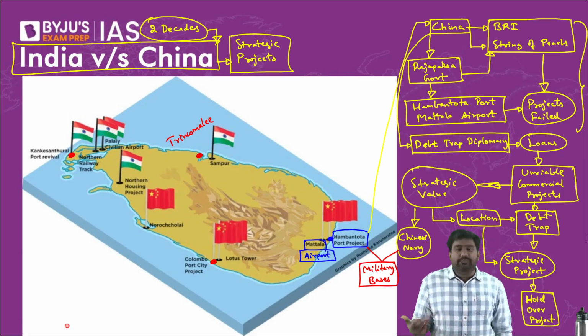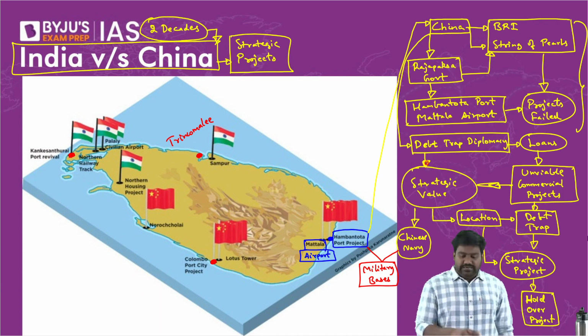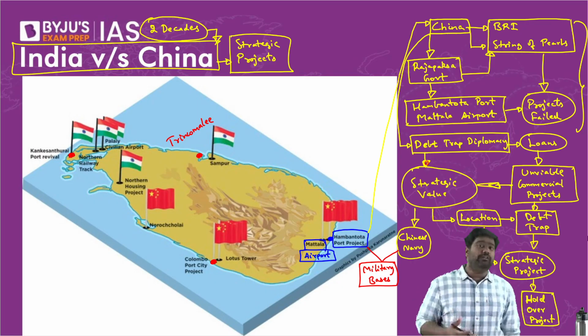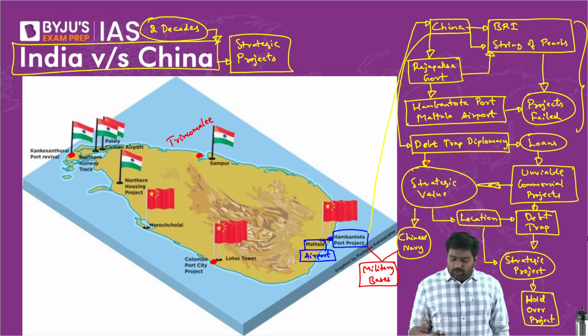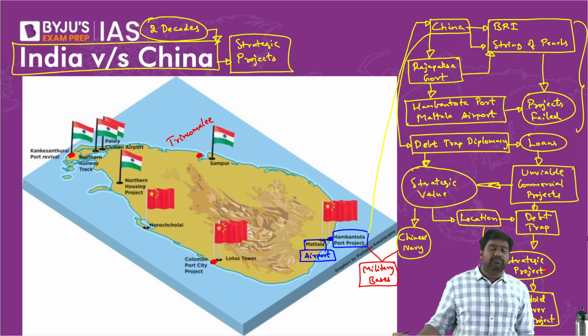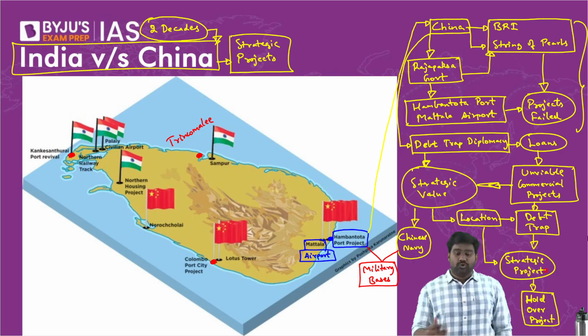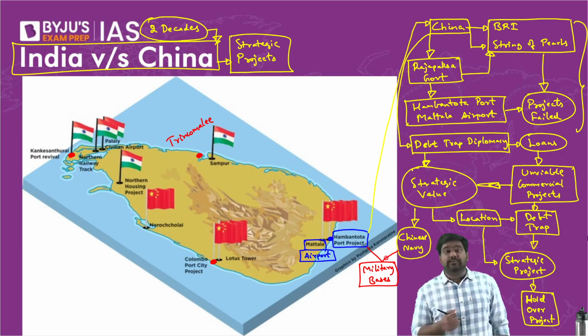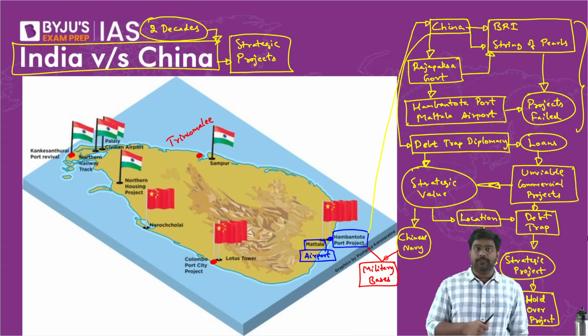So since they can't repay the loan, China will exploit this for its strategic advantage. China's real interest is in the strategic value, in the strategic location, not in the commercial value of the project. So it will get hold of the project. A Chinese company will get a long-term lease where China will continue operating these projects, which could allow Chinese armed forces to access the facilities, potentially turning them into military bases of the future.